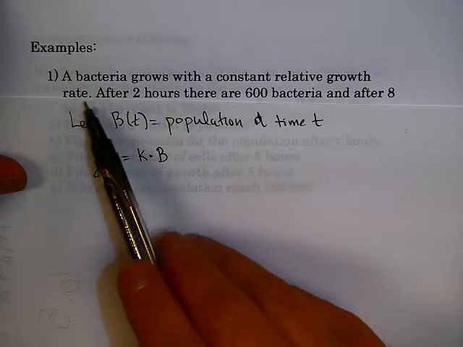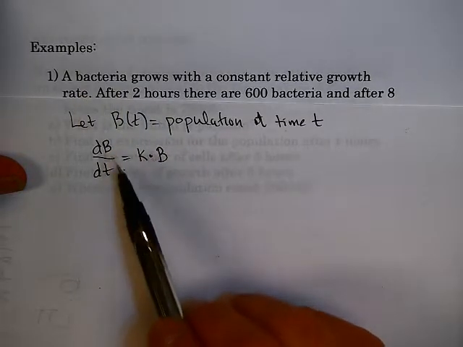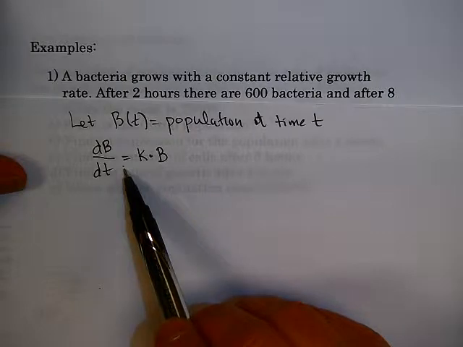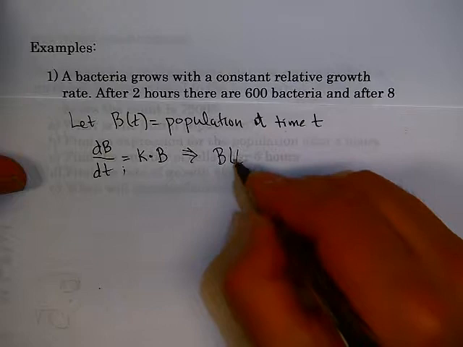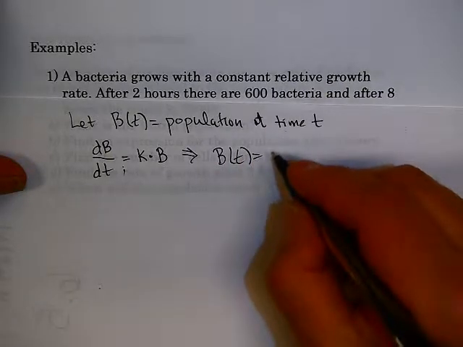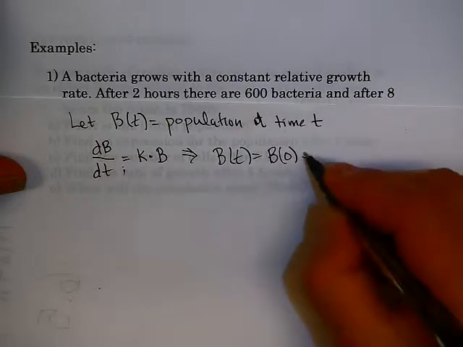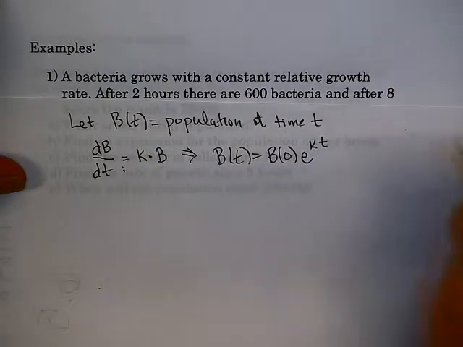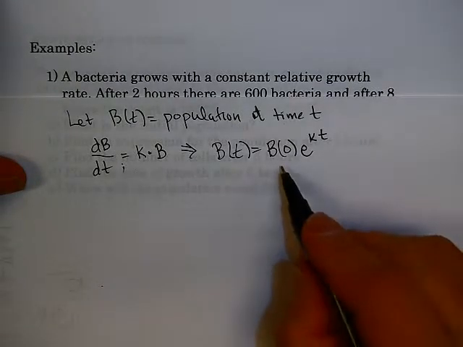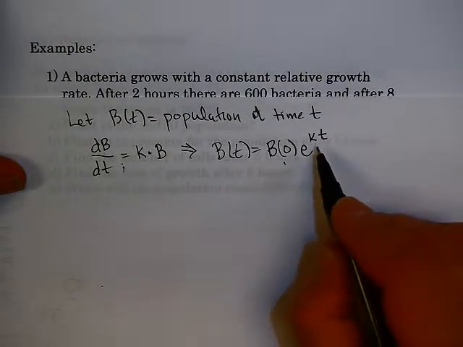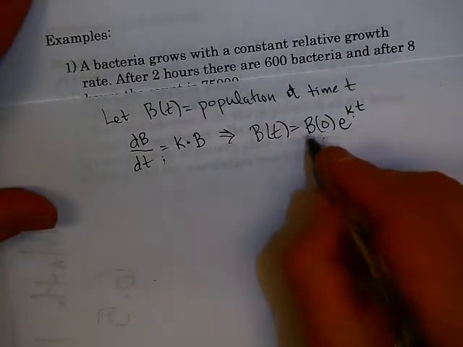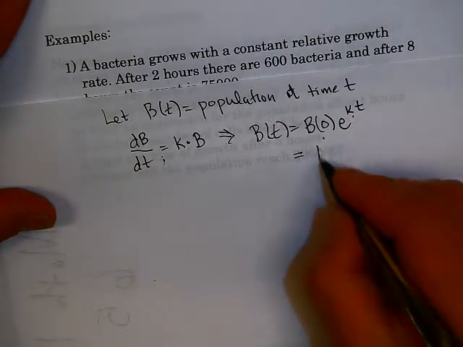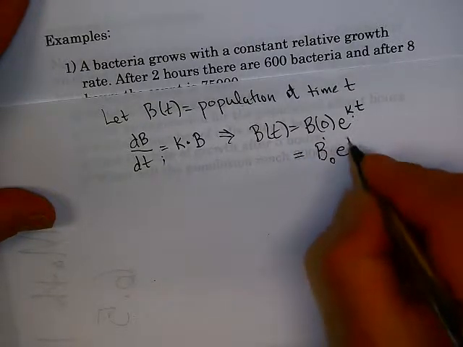So this sentence right here tells me that this growth rate is represented by this differential equation. By our theorem, that means B(t) is equal to B(0) times e to the kt. So all I have to do to solve this problem is find that initial value and that constant. Now, I don't really want to write down this B(0) all the time, so I'm just going to write it like this, with a little subscript there.